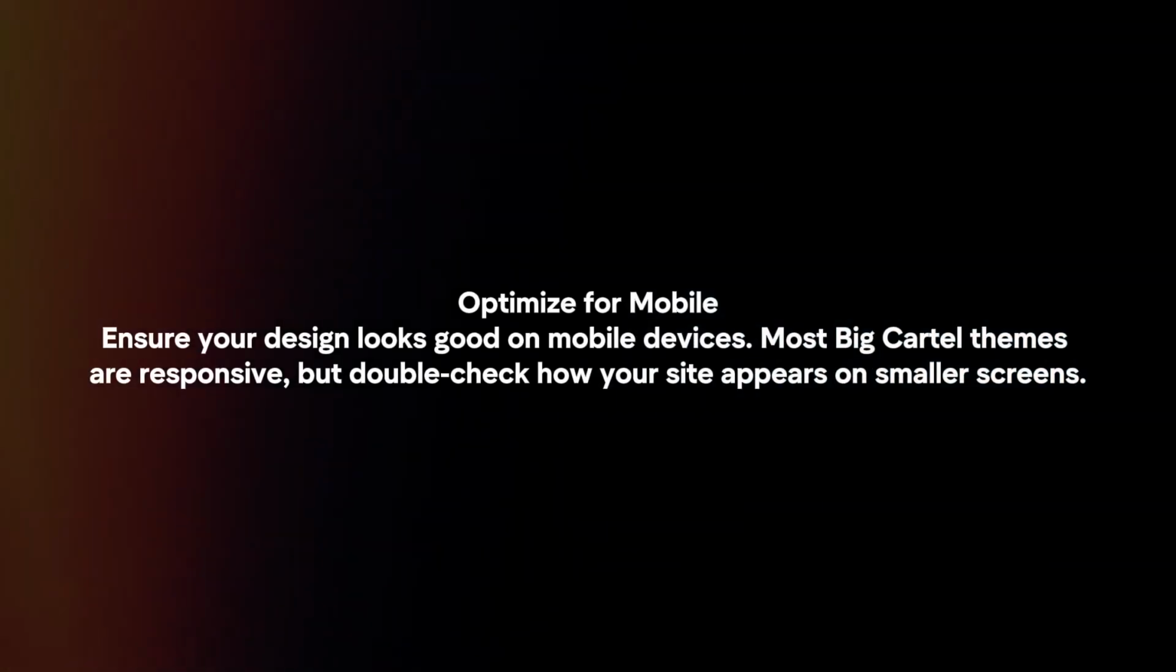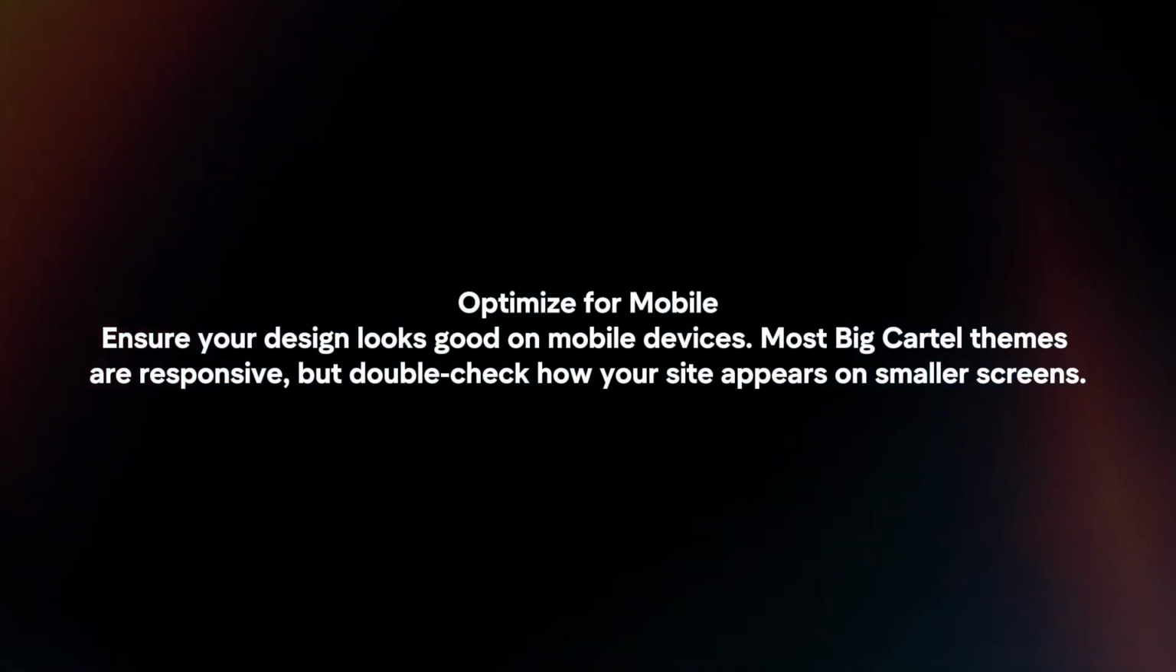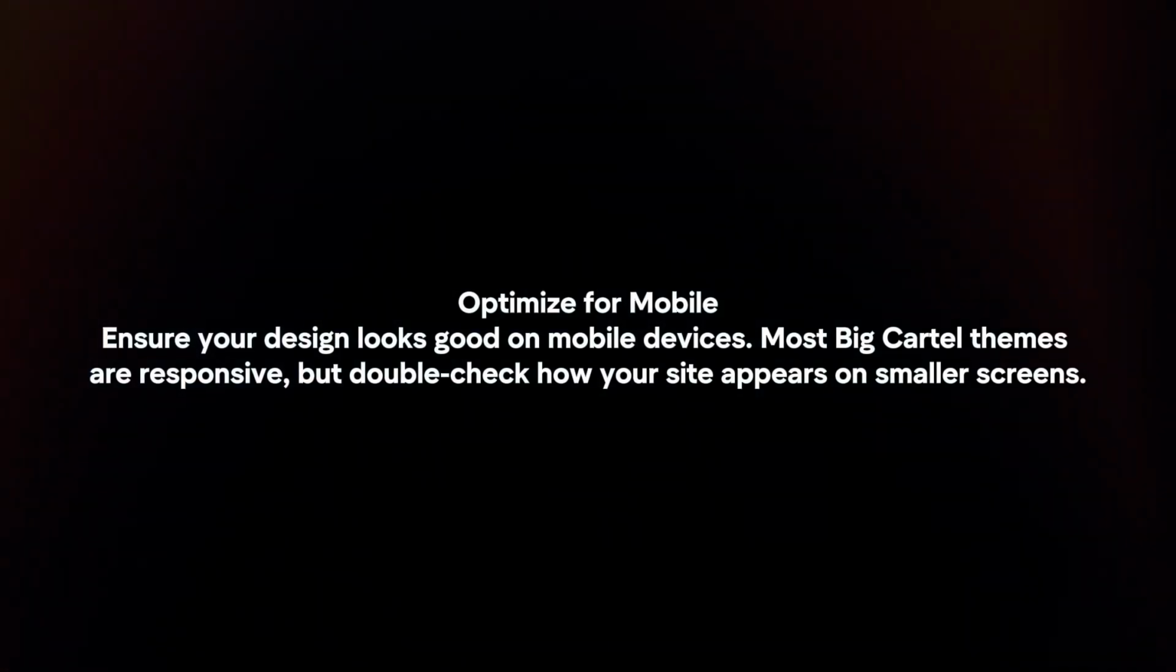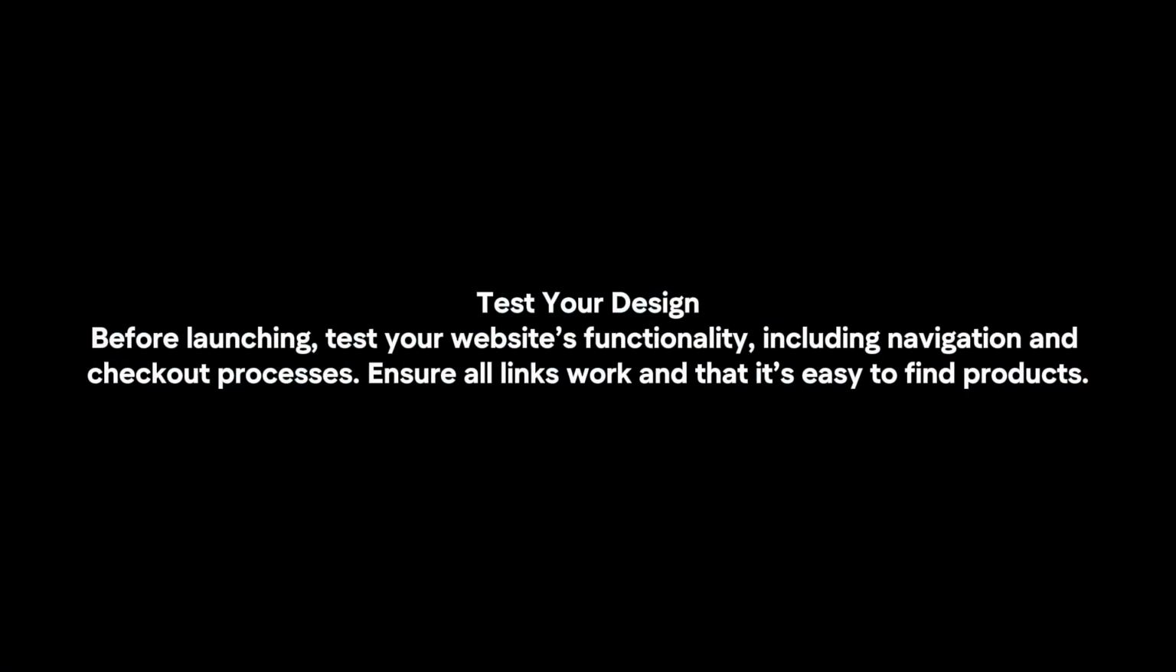Optimize for mobile. Ensure your design looks good on mobile devices. Most Big Cartel themes are responsive, but double-check how your site appears on smaller screens. Test your design. Before launching, test your website's functionality, including navigation and checkout processes. Ensure all links work and that it's easy to find products.